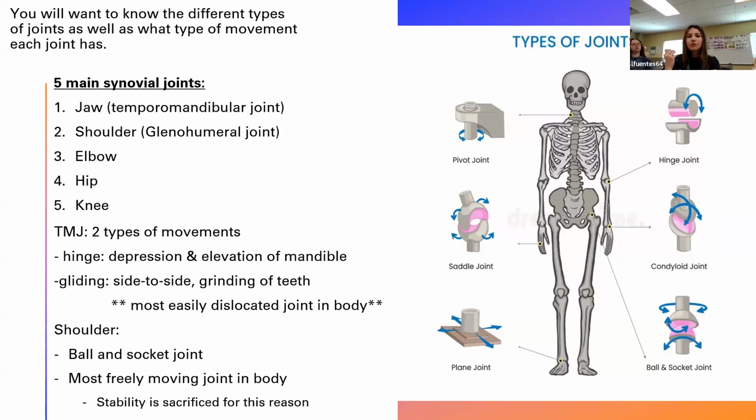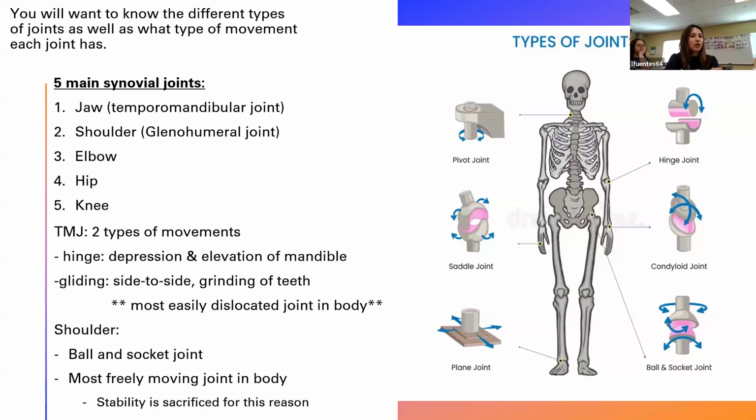This allows you to chew, which then we have to cover joints before muscles, because now we know that since the TMJ is a hinge joint, which is depression and elevation, then that's when you get your masseter muscle that allows for chewing. Gliding side to side, so when you grind your teeth. And then the TMJ is the most easily dislocated joint in your body. That may just be an extra credit question, or it may just come up somewhere.